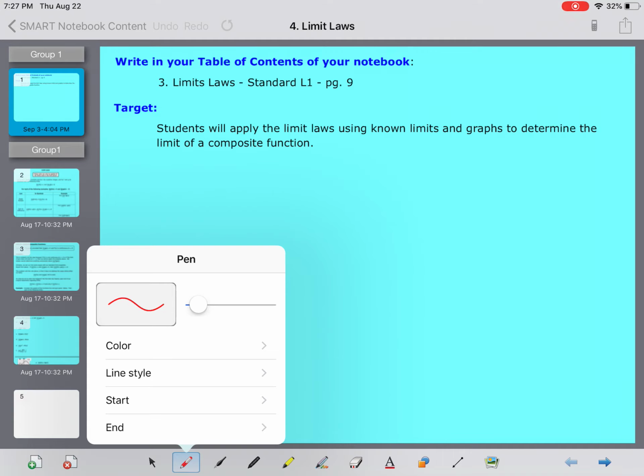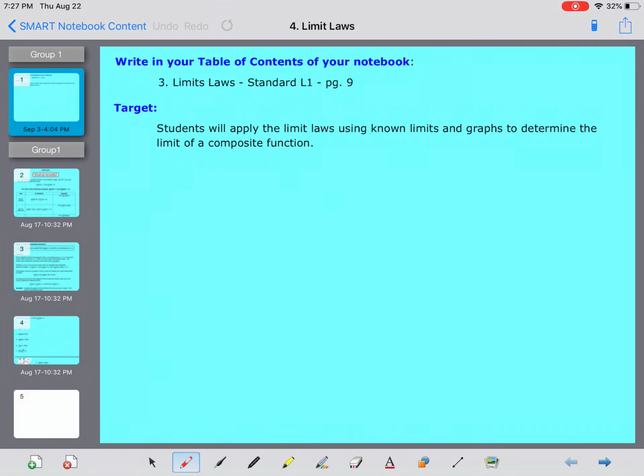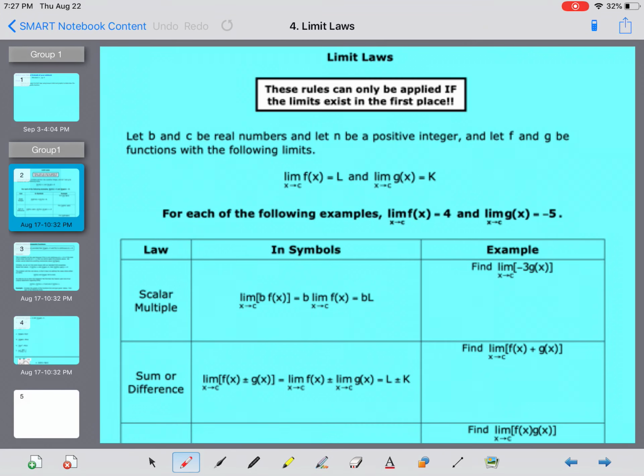But when we're doing things algebraically, there's laws of algebra that we have to follow when we're dealing with equations. We have laws for limits as well, things we can do to break down a limit in order to solve it algebraically. So we're going to talk about those today and kind of go through some examples, some generic examples.